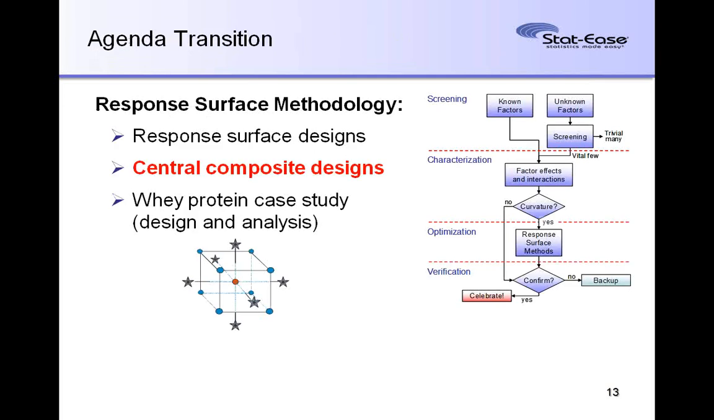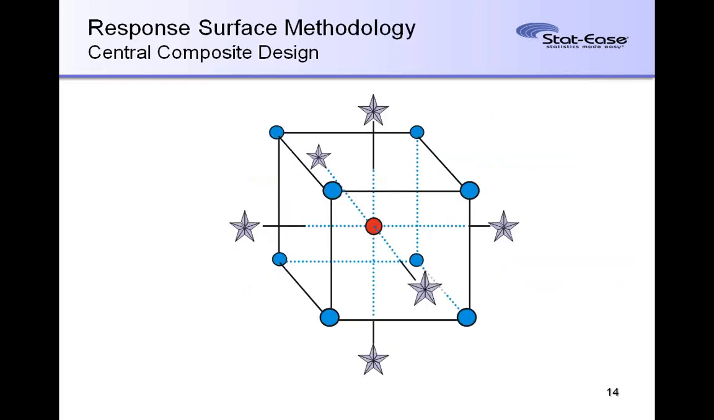So because this is part 1 of this 2-part series, we're going to focus today on the central composite designs and just the basics of what you can do with them. So here's a picture of our central composite design. And you can see the blue balls are the corners of the factorial design space. And you have the red dot in the middle, that's your center point. And then, of course, the exterior points are the star points or axial points.